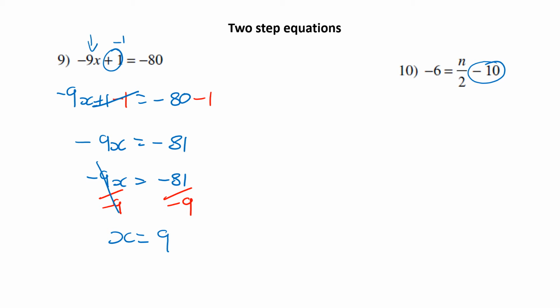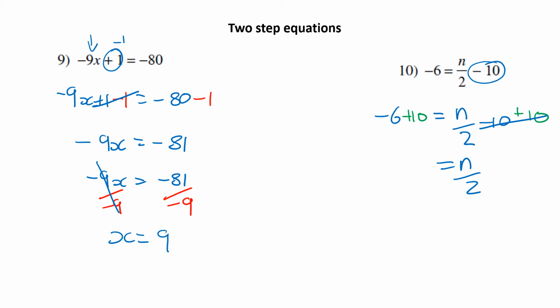So I'm going to go minus 6. I'm going to leave a bit of space, n over 2 minus 10. So my inverse operation to that is plus 10. That means my inverse operation on the other side is plus 10, because remember I'm balancing both sides. That means that cancels out, so I'm left with n divided by 2.